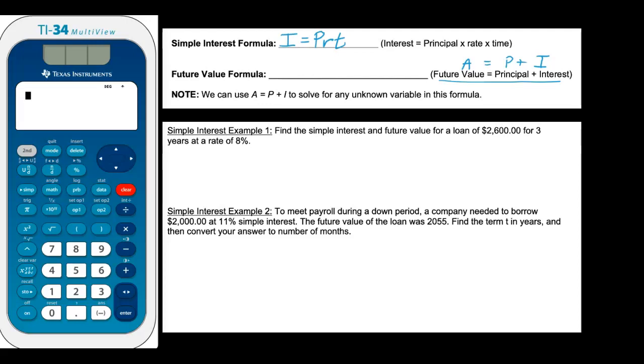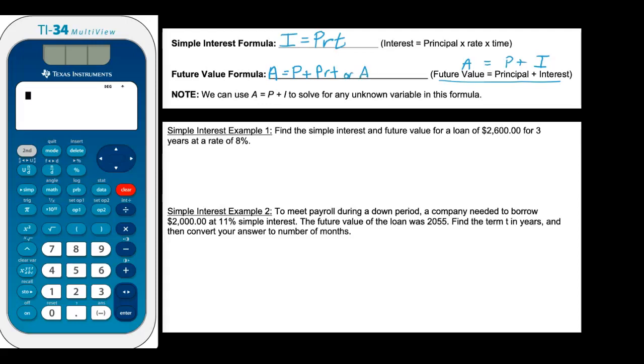And then there are a couple of other formulas. They're really not different formulas. They're just a different way to write this one. We can also write it as A equals the principal plus, and instead of interest, remember up here, interest is principal times rate times time. So we can write PRT. So really, P plus PRT is the same thing as P plus I. It's just a different way to write it.